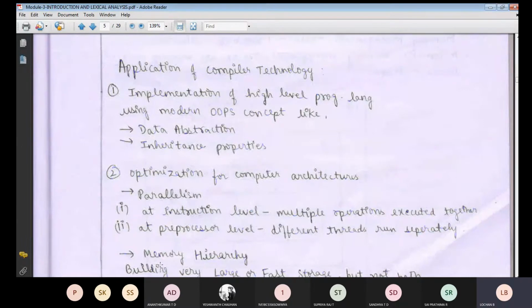So in module 2, what are the things we have discussed? We have discussed the language processor. After that, we have discussed what we mean by compiler. In the language processor, we have discussed four important things: the preprocessor, compiler, assembler, linker, and loader. We have discussed these in the language processing system.